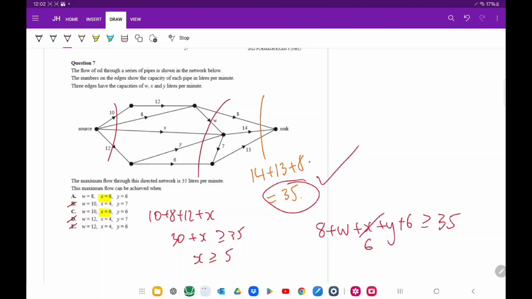So if we put 6 into here, we'll get w plus y has to be greater than or equal to 15. Now, w plus y is greater than 15 when you get this situation here with c. You can see with a, it only equals 14, which means that it's not sufficient to satisfy the requirement.